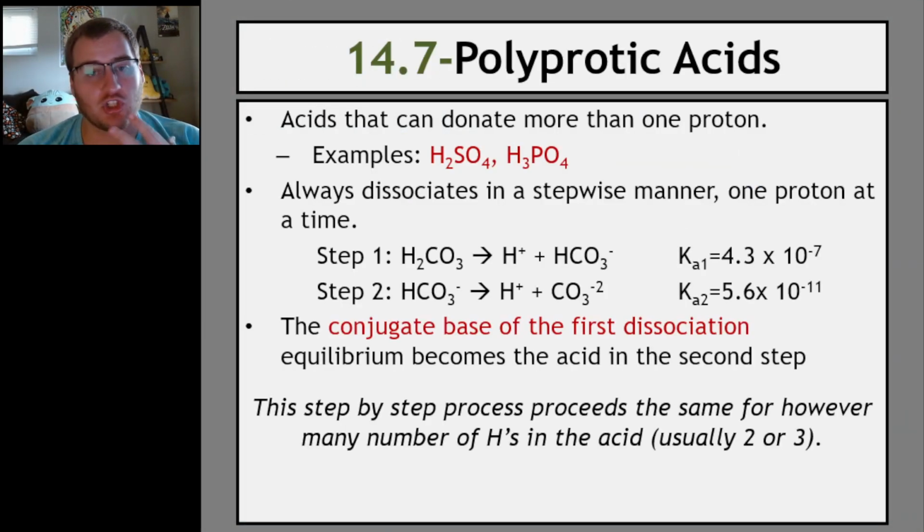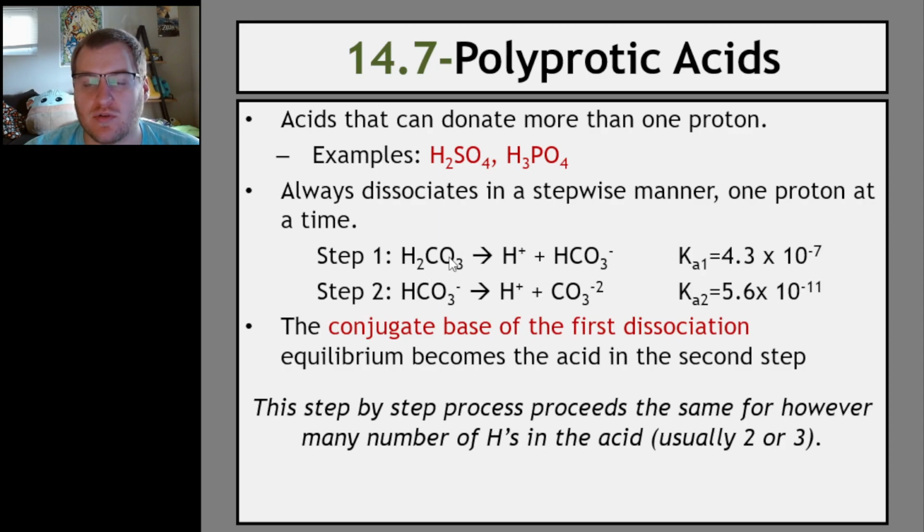Okay, just a couple more things to go. We're almost done with it for today. Polyprotic acids are acids that can dissociate more than one proton. So it's like the diprotic or the triprotic acids, H2SO4, H3PO4. These dissociate in a stepwise manner, one proton at a time, and each step is going to have a different Ka associated with it. So let's break down step 1 here.